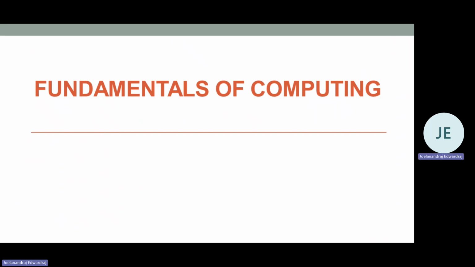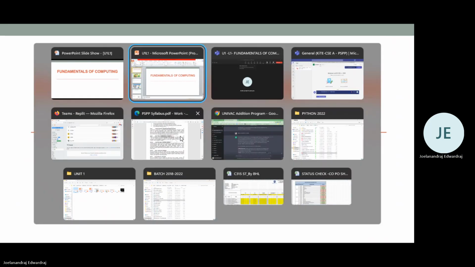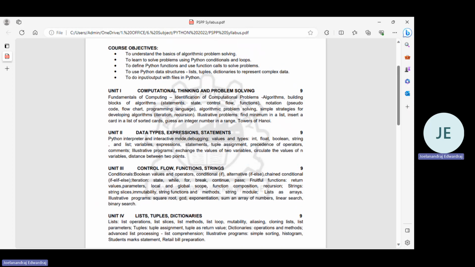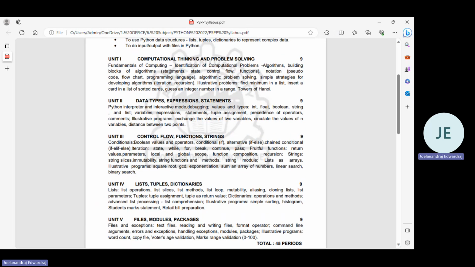So let me introduce what we are going to cover in this course in a very short way, and then let's move on to the first topic in the course. So there are 5 units. Every unit deals with certain concepts, and together you'll be able to learn many things. In unit 1, we'll be covering computational thinking and problem solving.